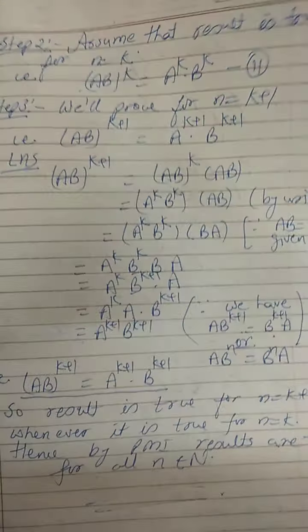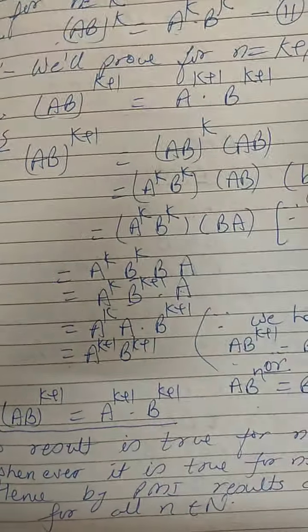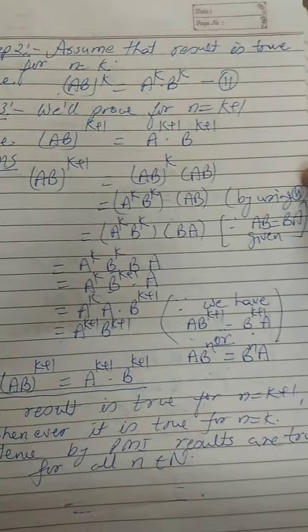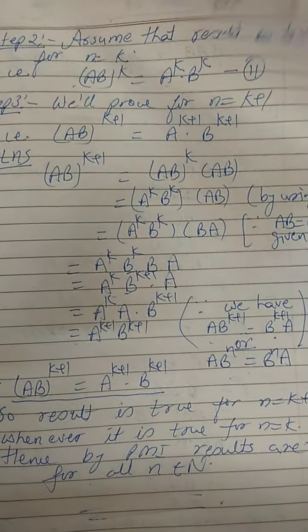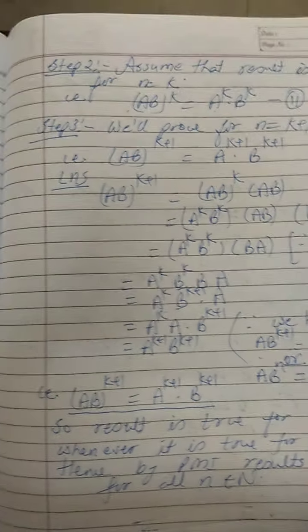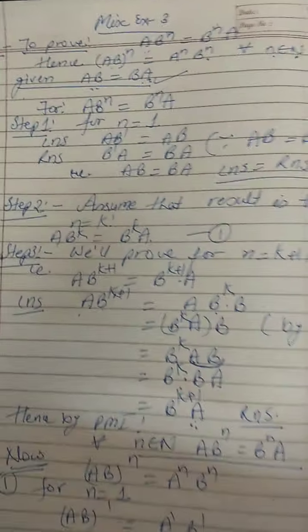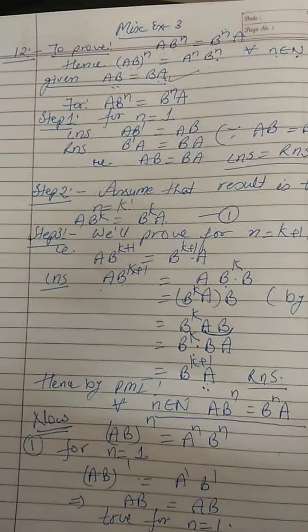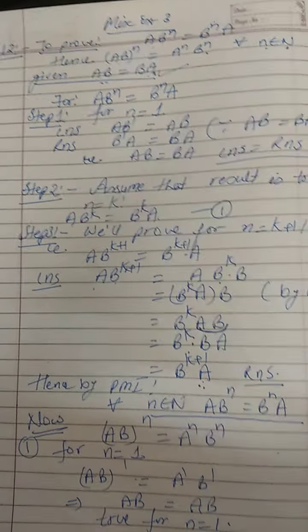That's it. So this is the second part of the same sum, right? I hope it is clear. In the second part proving, we have used the first part of the sum. So you can do this sum. With this sum the exercise is complete.